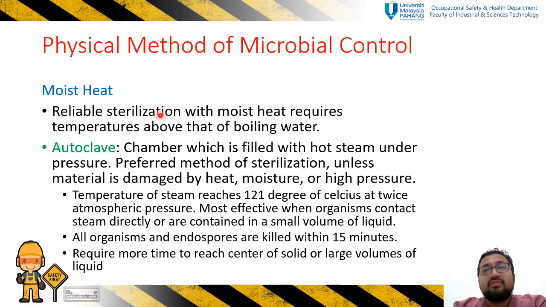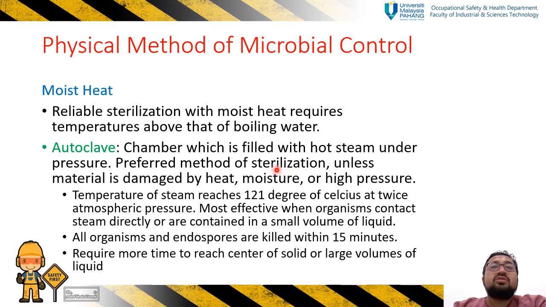Okay, moist heat. Kita balik semula kepada moist heat. So what is moist heat? Reliable sterilization with moist heat requires temperatures above that of boiling water. Okay, kita ada contoh yang sangat common, which is what we call the autoclave. So autoclave is a chamber which is filled with hot steam under pressure. Preferred method of sterilization unless material is damaged by heat, moisture or high pressure.